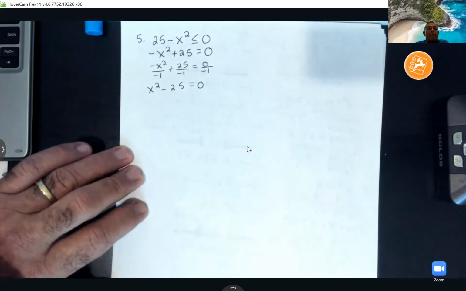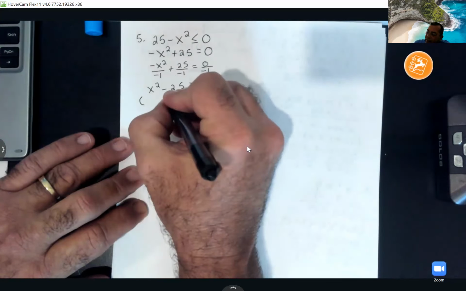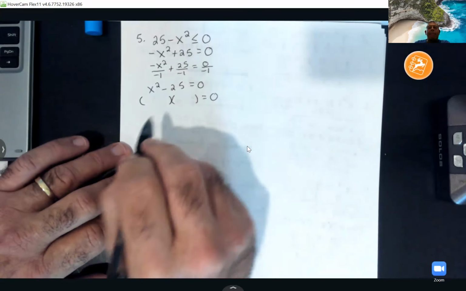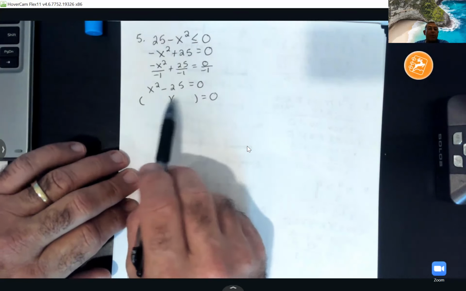equal to 0. So y'all, guess what? It's time for y'all to factor x squared minus 25. What are we about to put in these parentheses?